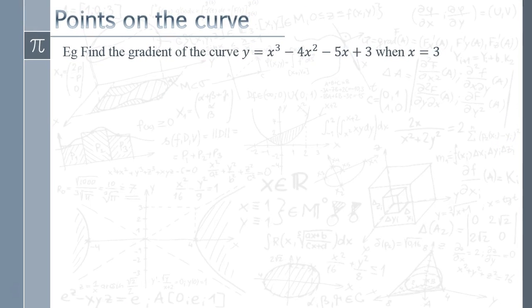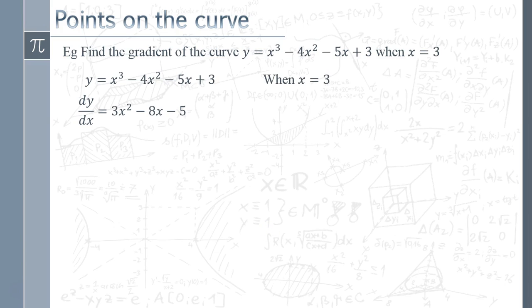So first question, we've got to find the gradient of the curve y equals x cubed minus 4x squared minus 5x plus 3 when x equals 3. And you did see an example of this briefly in the previous video. So here we go. There's our curve. If we want the gradient, we need the gradient function, so we're going to have to differentiate. There it is. Hopefully you should now be familiar with the old idea of bring the power to the front, take one off the power. So there's our gradient function.